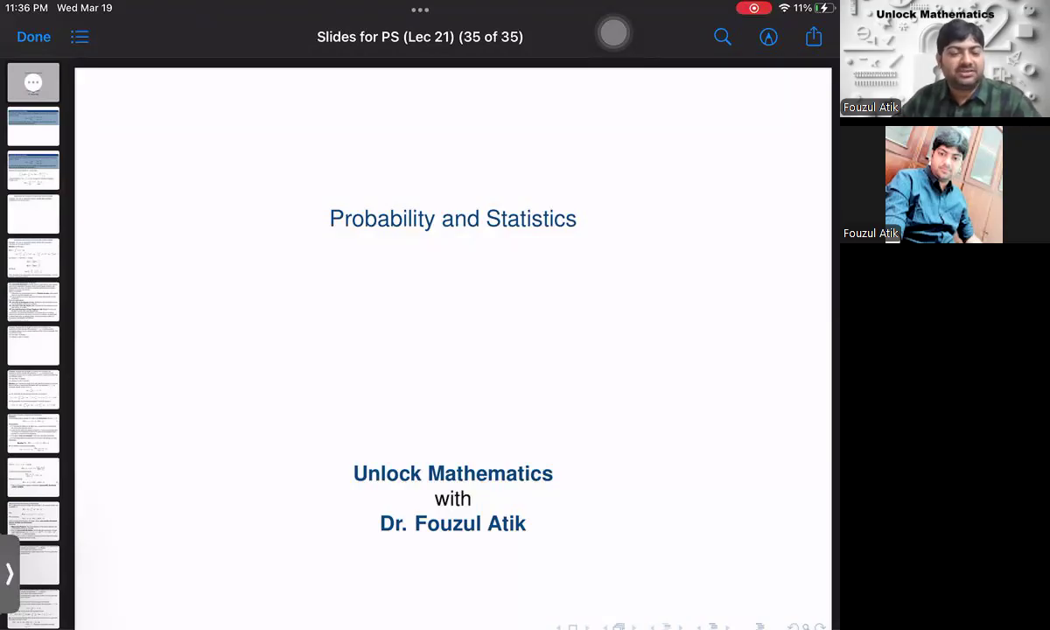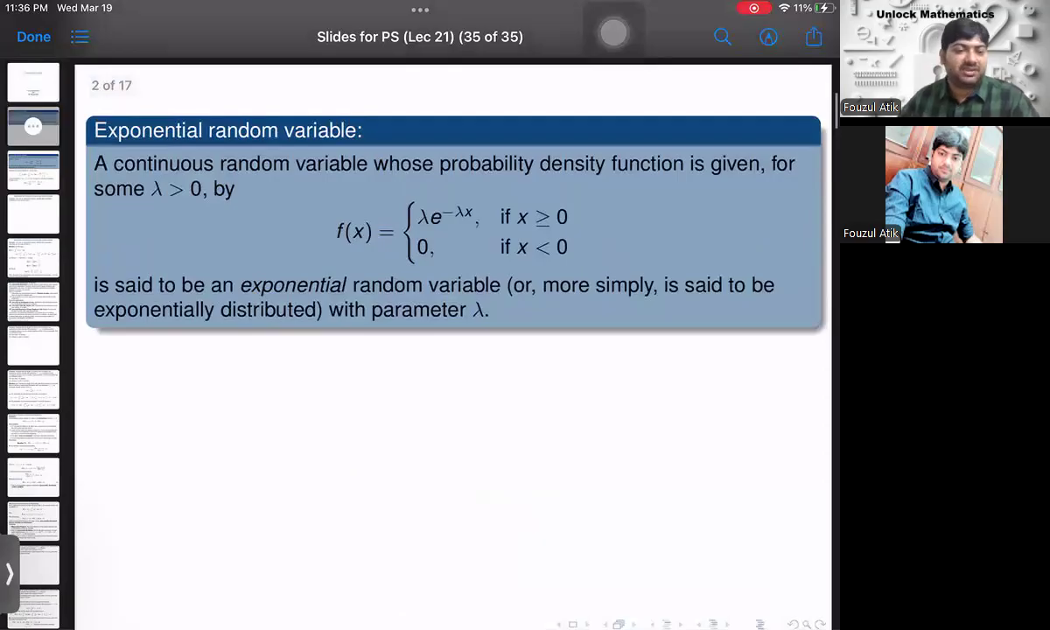So in the previous lecture, we have discussed a particular type of continuous random variable, which was the uniform random variable. In today's lecture, we are going to discuss another continuous random variable, which is known as the exponential random variable. What is that?